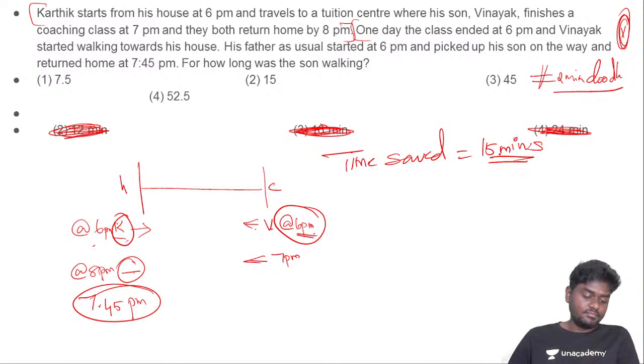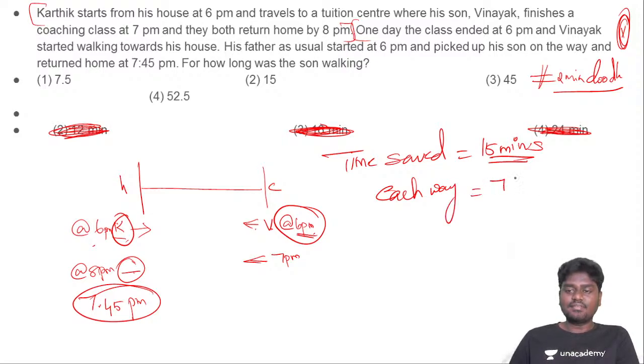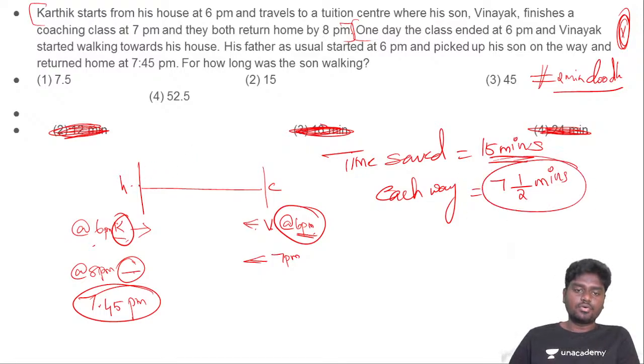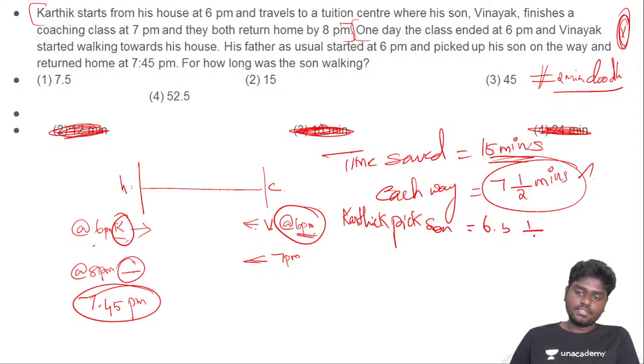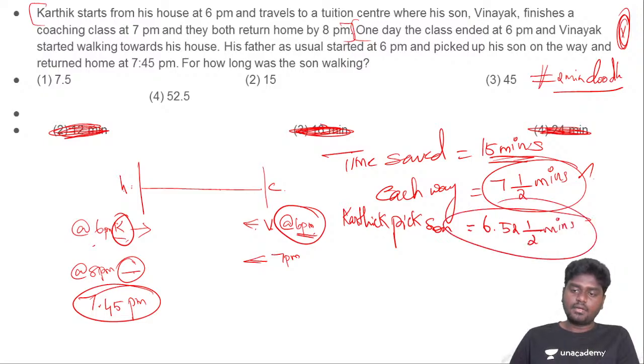If it is 15 minutes, then the time saved each way will be 7.5 minutes, if I'm not wrong. In each way, that is from his home to the class and class to his home, the time saved is 7.5 minutes. So Karthik picked his son at 6:52.5, if I'm not wrong. This will be the time Karthik picked his son.